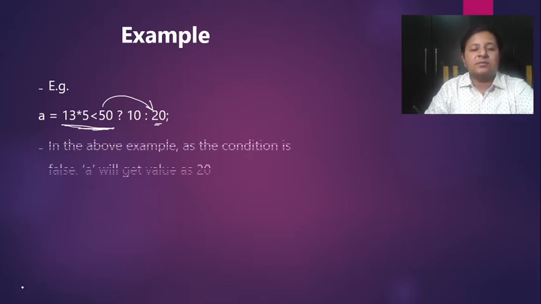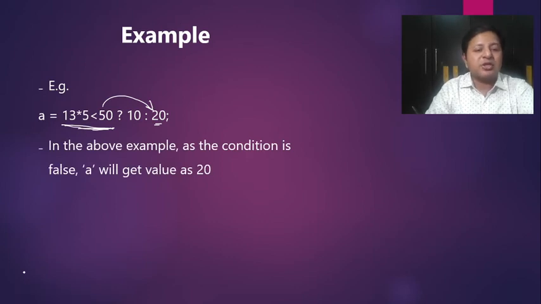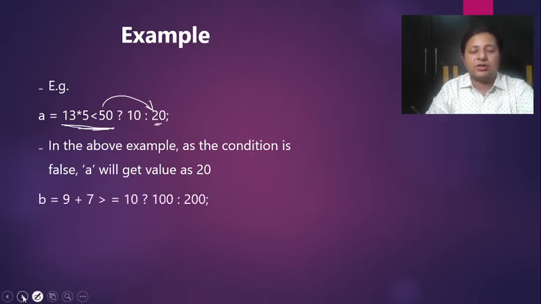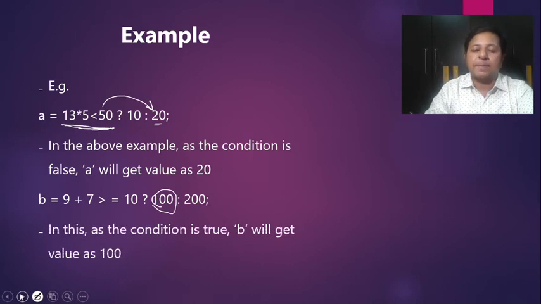So if you look at the explanation, in the above example, as the condition is false, A will get value as 20. Let's have one more expression. B equal to 9 plus 7 greater than or equal to 10, question mark 100 colon 200. Now 9 plus 7, 16 greater than or equal to 10 is true. So you know it is going to take the expression after question mark, and that will be stored in B. So B is supposed to get the value as 100.